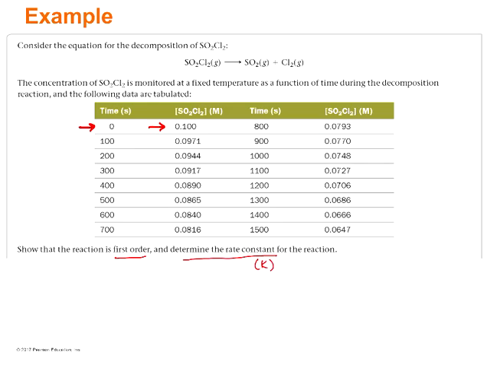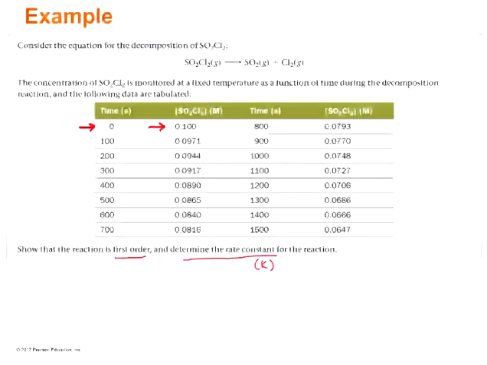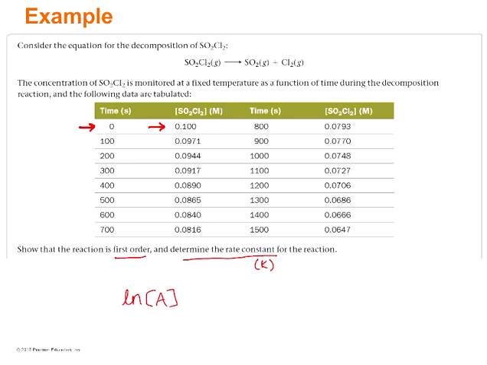All right, so if we want to prove that this reaction is first order, let's go back to our table. That means that we want to plot the natural log of the concentration versus time. And it should give us a straight line plot if this reaction is in fact a first order reaction. All right, so we're going to again plot the natural log of the concentration of A versus time, and hopefully we'll see a straight line.